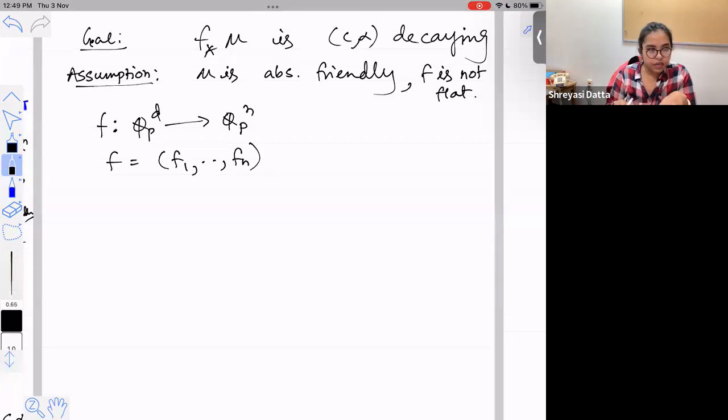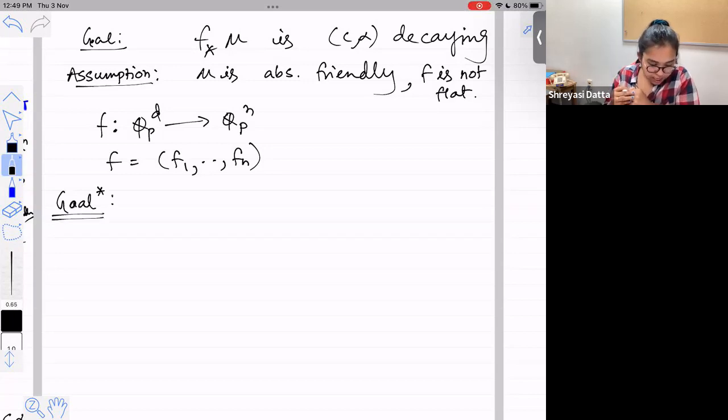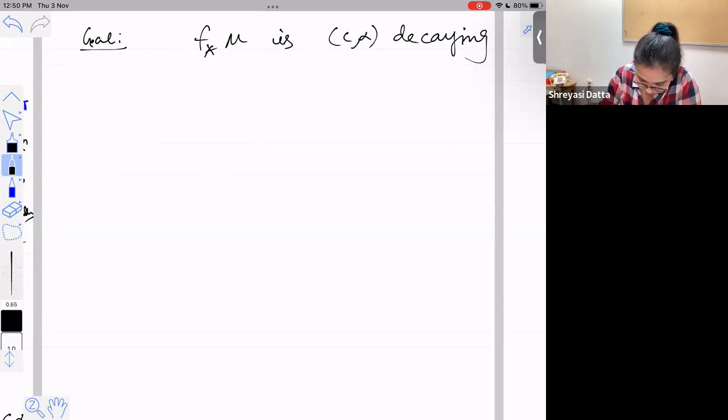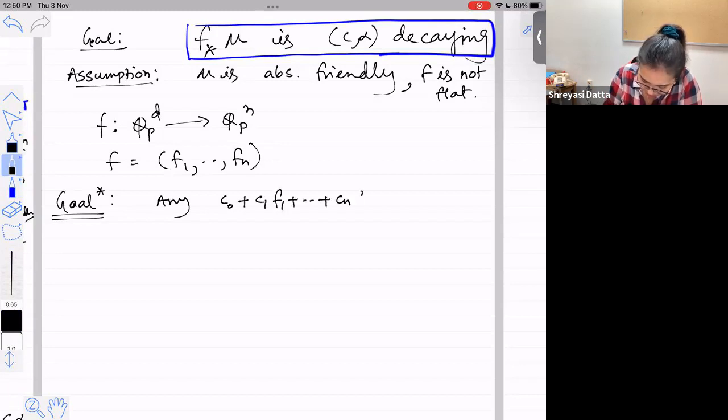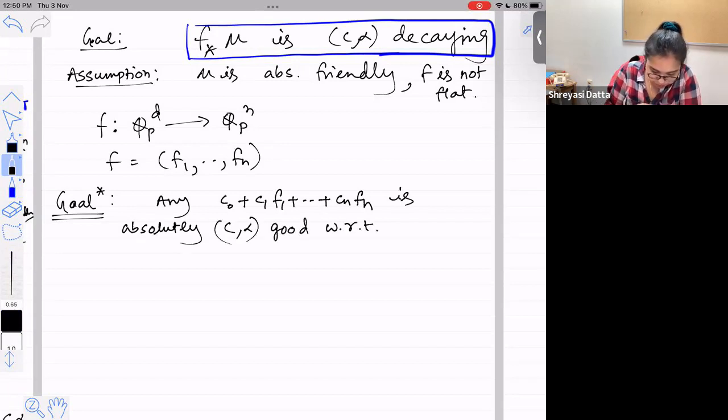So showing this goal is really to show that if you look at any affine map with respect to f star mu, that means you are looking at all linear combinations of these coordinate functions with respect to mu. So this is implied if we can prove that any c_0 + c_1 F_1 + ... + c_n F_n is absolutely C, alpha good with respect to mu, for some C and alpha.